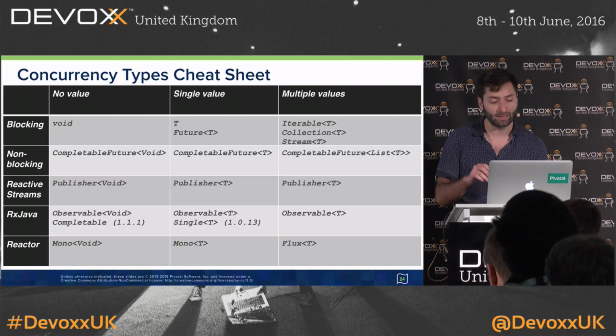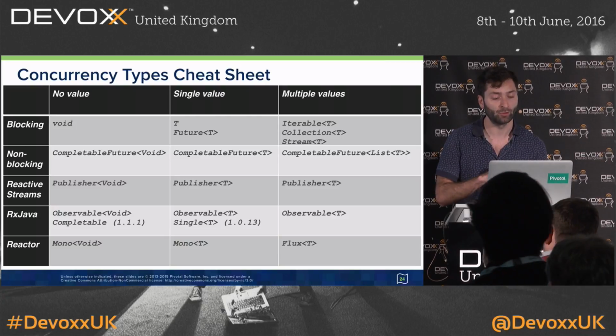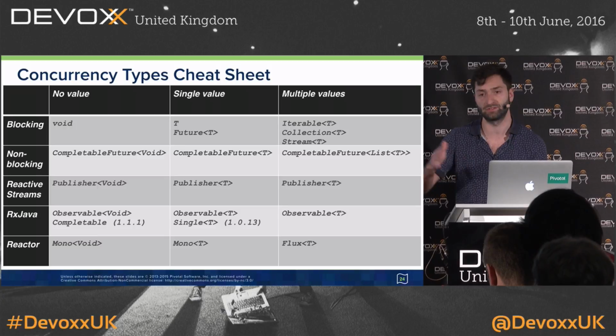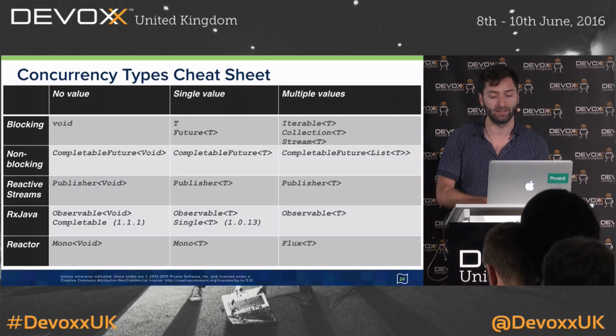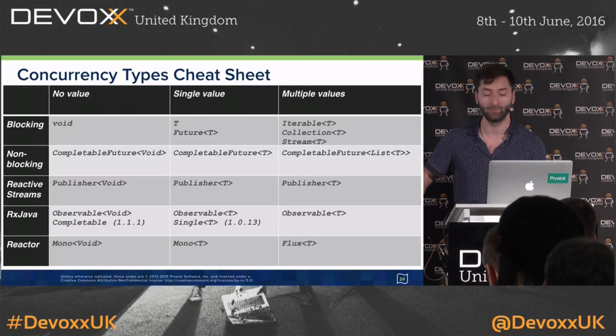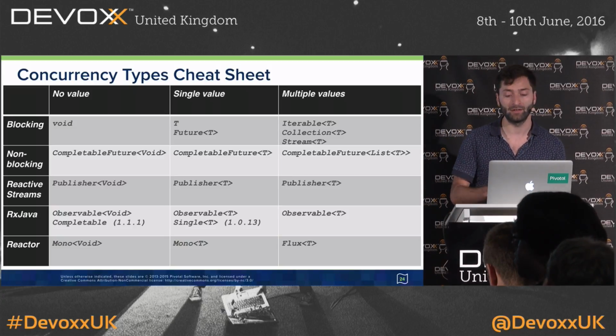The non-blocking, you can do that with the CompletableFuture in the JVM. So you can use the CompletableFuture<Void>, for instance, to signal completion in a non-blocking way. You don't have to get, you can just add a continuation through the then method. Same for the single value.